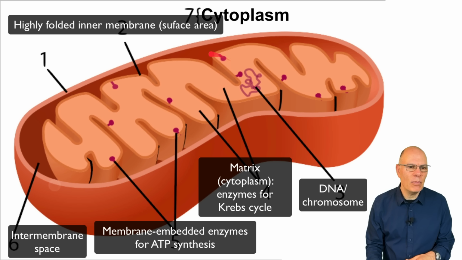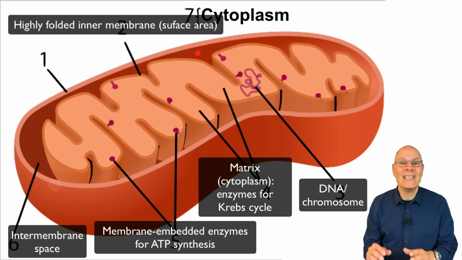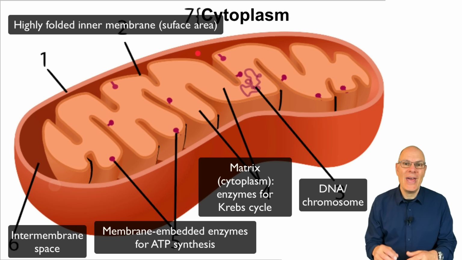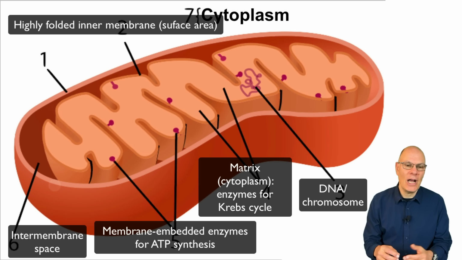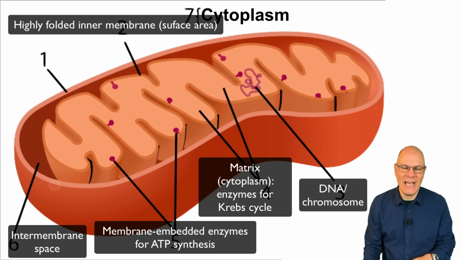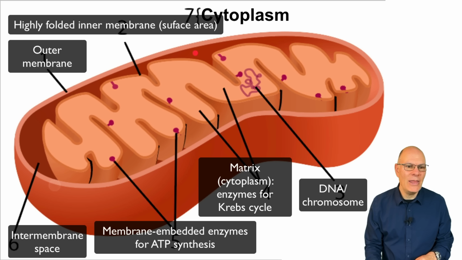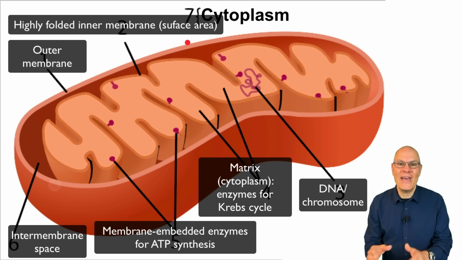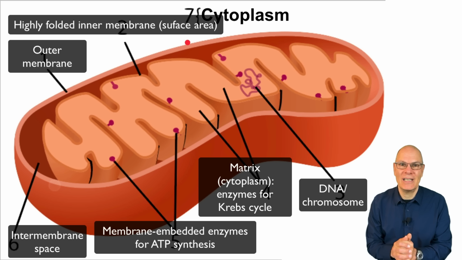There's an intermembrane space, which is an important cellular compartment that enables the mitochondrion to produce ATP. We'll see how that works in Unit 3. And there's an outer membrane that is a vestige of endosymbiosis.